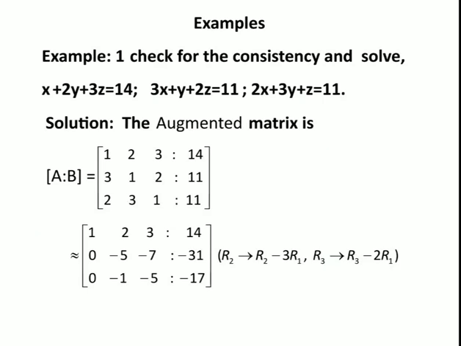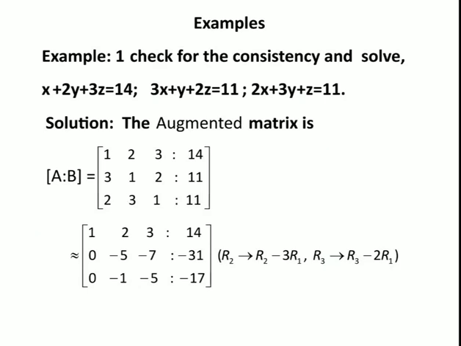Check for the consistency and solve this system. x plus 2y plus 3z is equal to 14. 3x plus y plus 2z is equal to 11. 2x plus 3y plus z is equal to 11. First you have to find the augmented matrix.